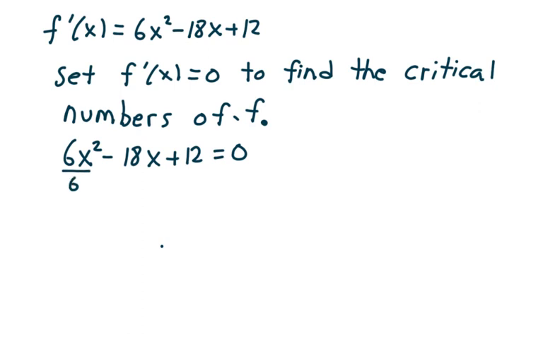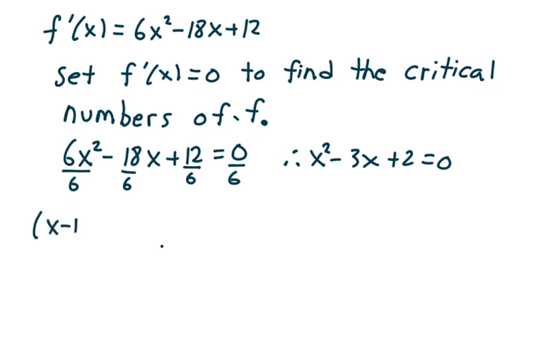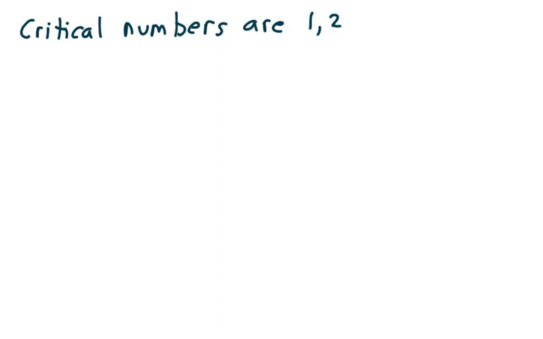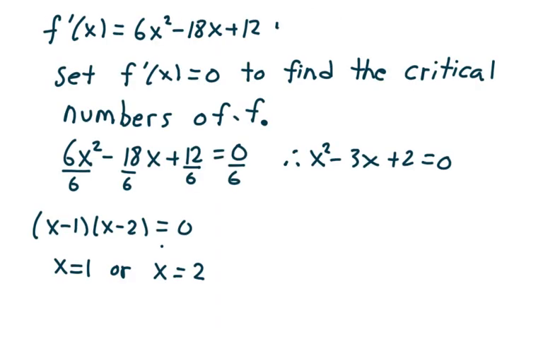So if I divide everything by 6, what I get is x squared minus 3x plus 2 equals 0. I'm going to factor, and I get x minus 1 times x minus 2 equals 0. So x is 1 or x is 2. And so what that says is the critical numbers are 1 and 2.